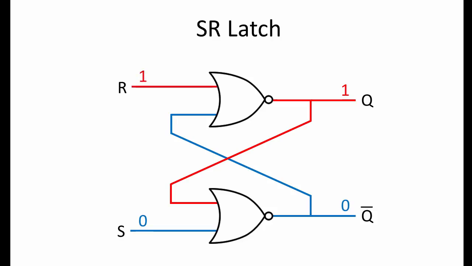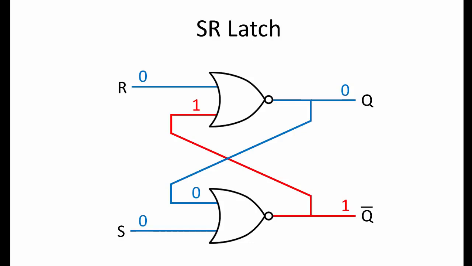Now we apply a pulse to input R to reset the latch. This changes the output of the top gate, and then this is fed back into the lower gate. The lower gate's output also changes, and this is fed back into the top gate. The pulse that was applied to reset the SR latch is then removed, and R is 0 again. But the output at Q is now 0, so the latch is now storing a 0.